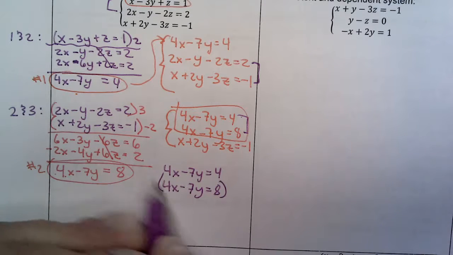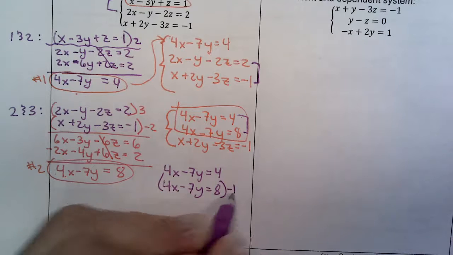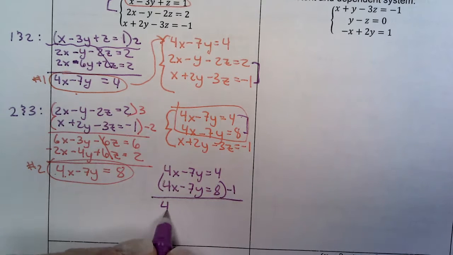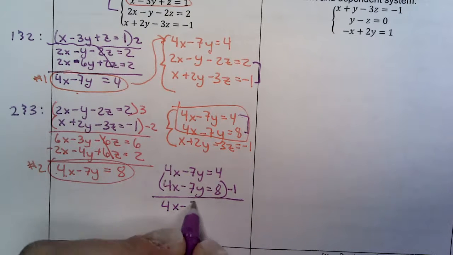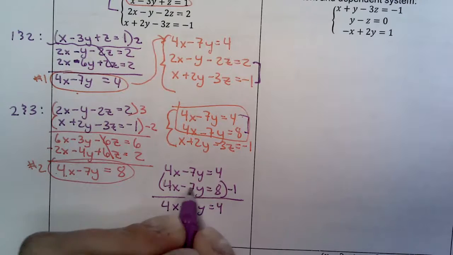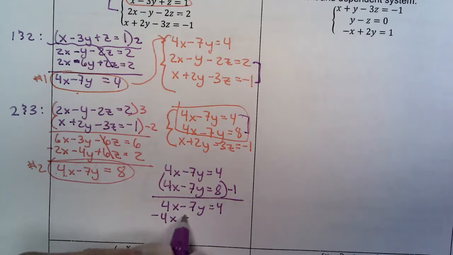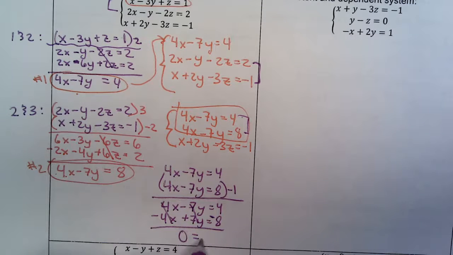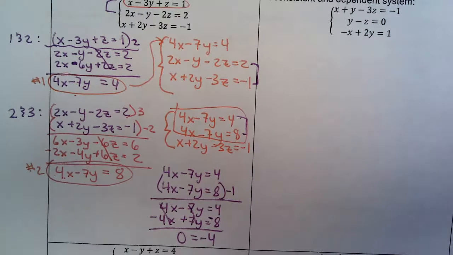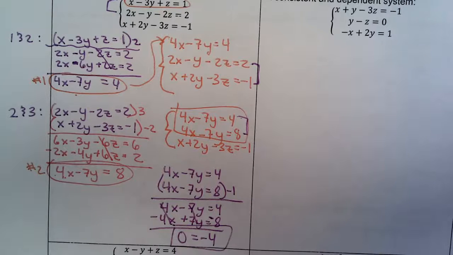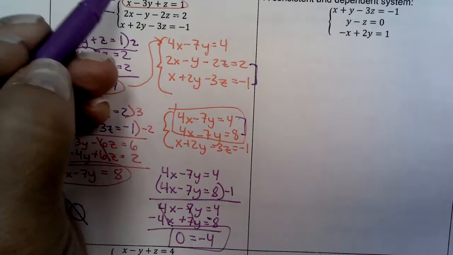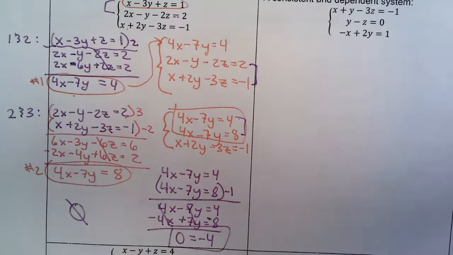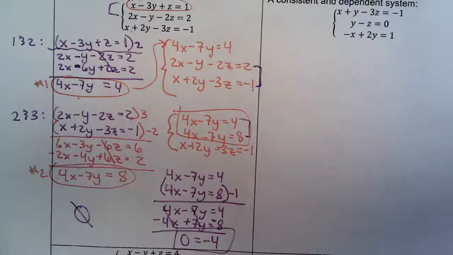To combine these, I'm just going to multiply one of them times negative 1. So I'm just rewriting this top one first, and now I'm going to write this one, negative 4x plus 7y equals 8. That goes away, and I get 0 equals negative 4. Looking at that, that is never going to be true. That means that this is no solution. These 3 lines will never intersect.